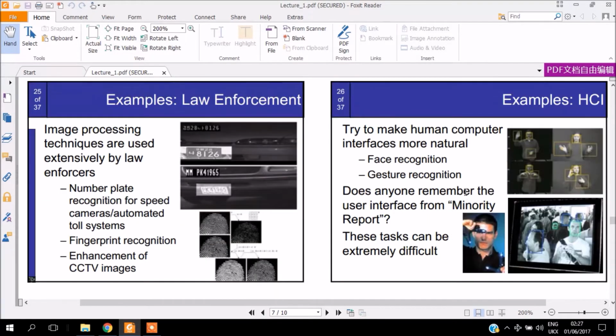Okay, and law enforcement. Think movies, think series. You know, number plate recognition, fingerprint recognition, enhancement of CCTV cameras. And the last one we will be discussing is human-computer interfaces, which means face recognition or gesture recognition. For example, if I wave my hand, I will know it's a wave motion. To detect a face from a crowd, these are extremely important.